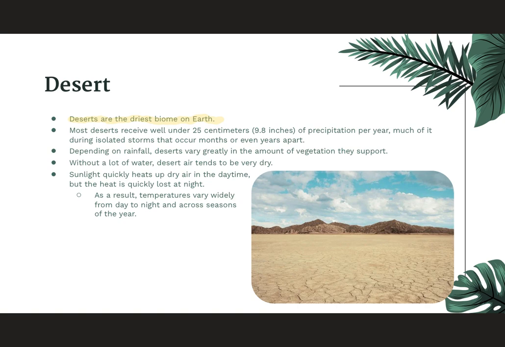Without a lot of water, desert air tends to be very dry. Sunlight quickly heats up the dry air in the daytime, but heat is lost quickly at night. As a result, temperatures vary widely from day to night and across seasons throughout the year. So it's important to note deserts aren't always hot, like it's mentioning. Sometimes they'll be very hot in the day and freezing at night.